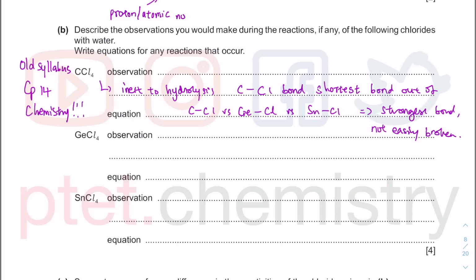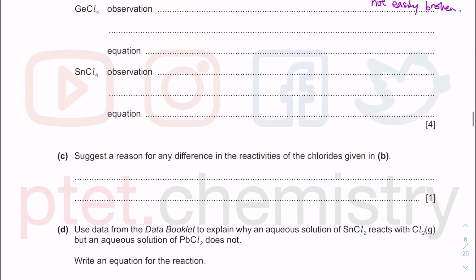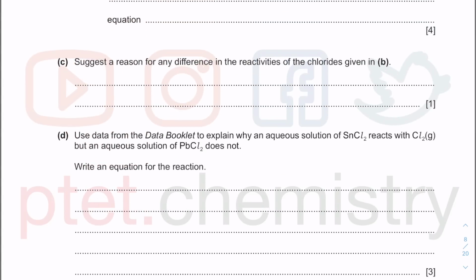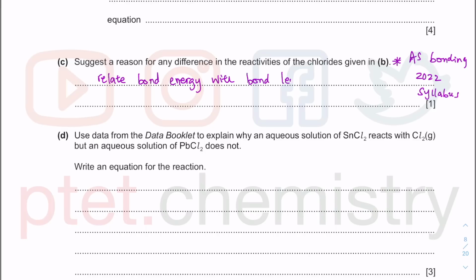Okay, but as for the rest of it, I don't think we need to talk too much about that. That was basically the reason for the reactivity. This is in the AS bonding 2022 syllabus, where they will expect you to relate bond energy, covalent bond strength, with bond length. This is to do with the size of your atom, and then you can relate to reactivity. If you need to break the bond, are you breaking a stronger bond or are you breaking a weaker bond?